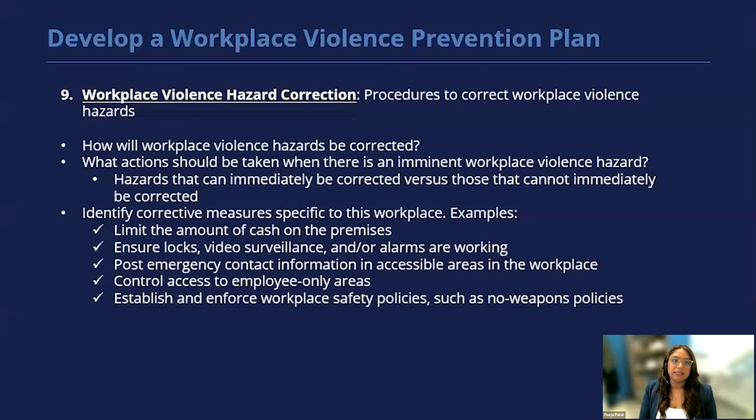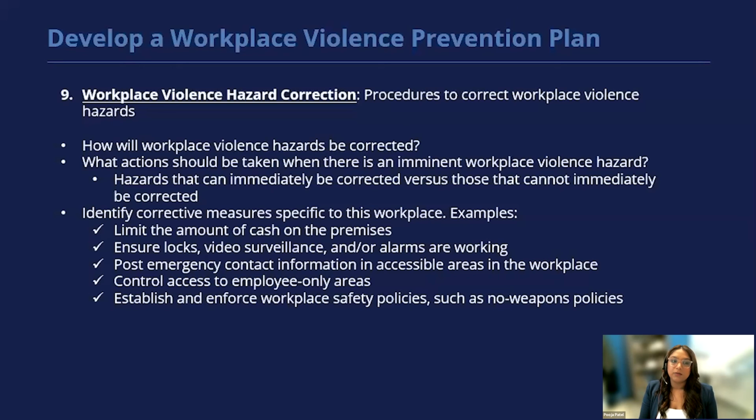Number 9 is the correction. So this is the procedure on how to correct those hazards. So how are you going to do that? What actions are going to be taken? What if there's an imminent workplace hazard? What steps will be taken there? In the case of a hazard that can be immediately corrected versus a hazard that cannot immediately be corrected.